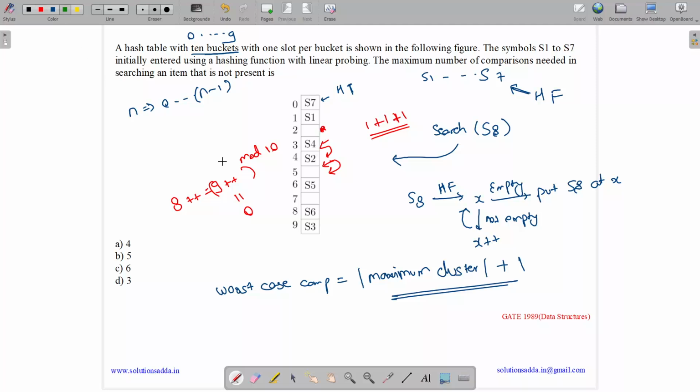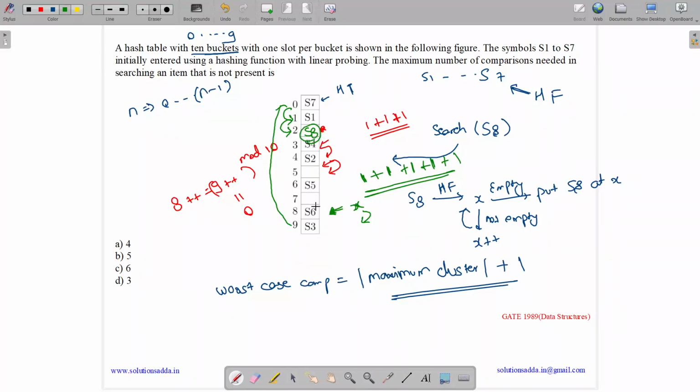So what happens is, suppose we got an item at this cluster, 8. Suppose X was this. This is occupied, one comparison happened. Then we checked the next slot, 9. One comparison happened, it is still occupied. Then we checked 9 plus 1, 10 mod 10, which is 0. One comparison happened and it is occupied. Then we checked 0 plus 1 mod 10, which is 1. One comparison happened and it is still occupied. Then we checked 1 plus 1, 2 mod 10. One comparison again happened and it is empty. So we will put our item S8 over here.